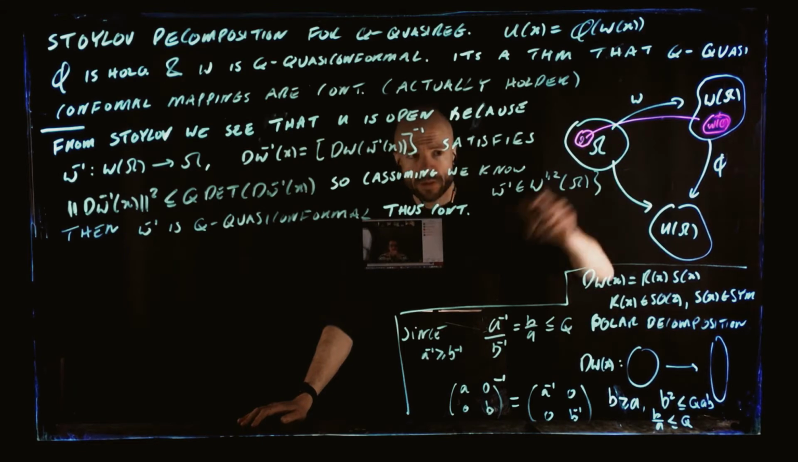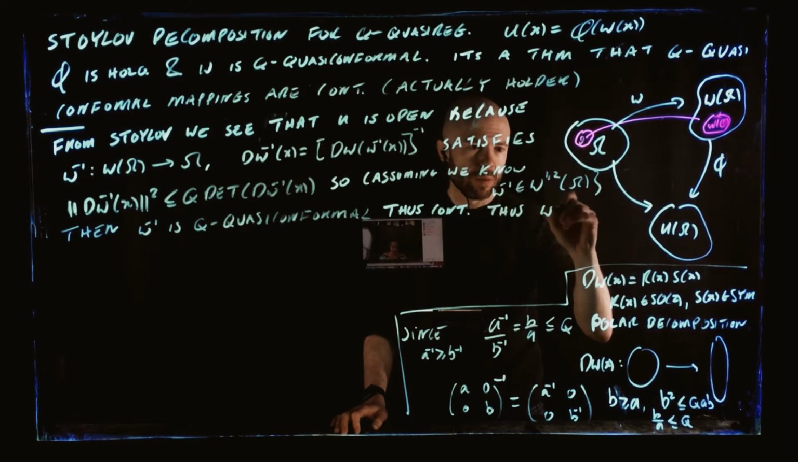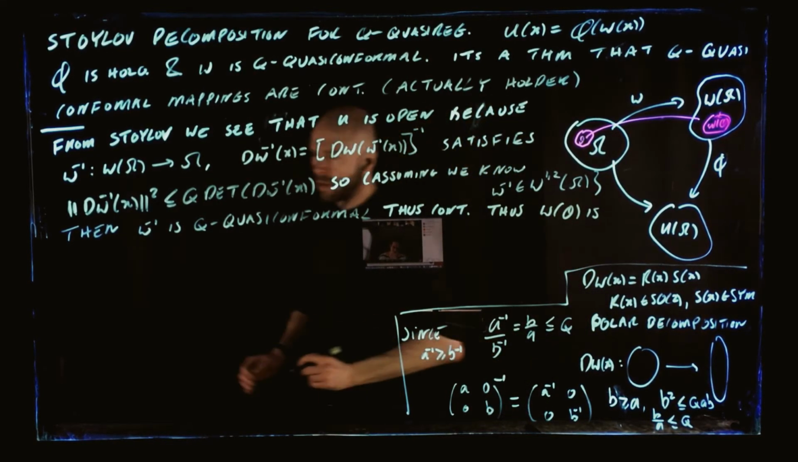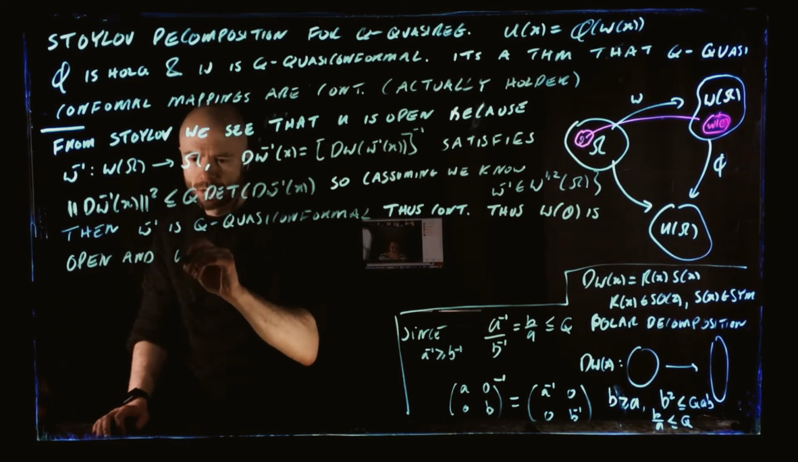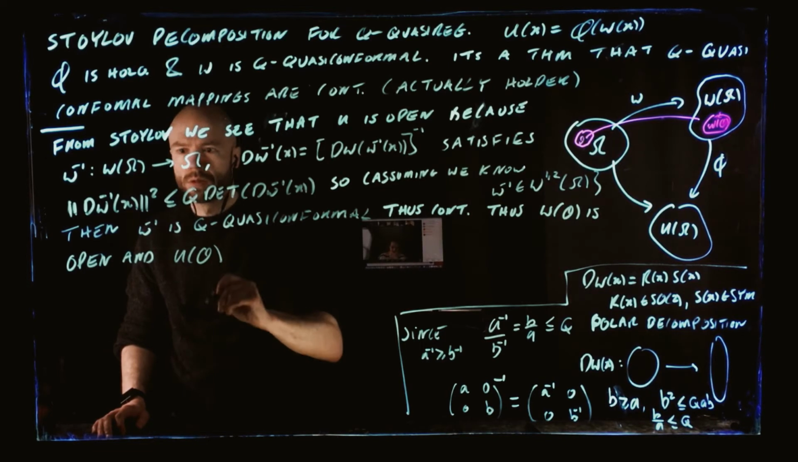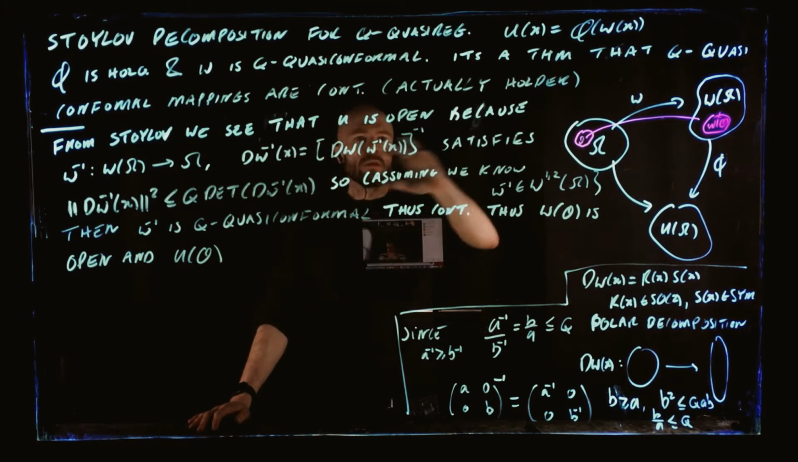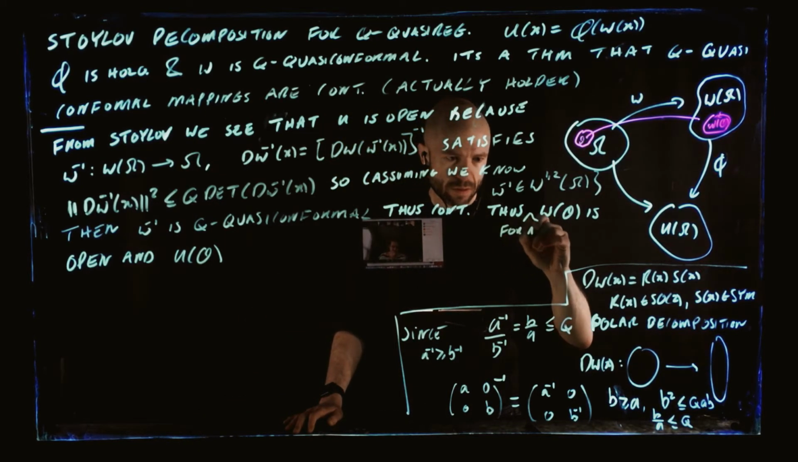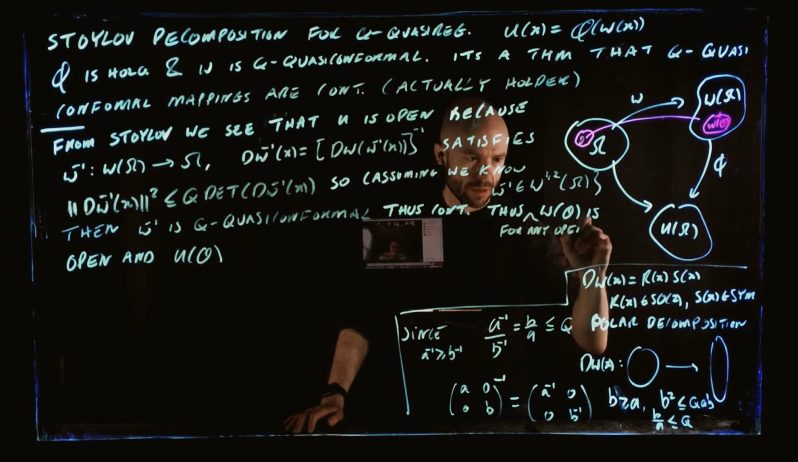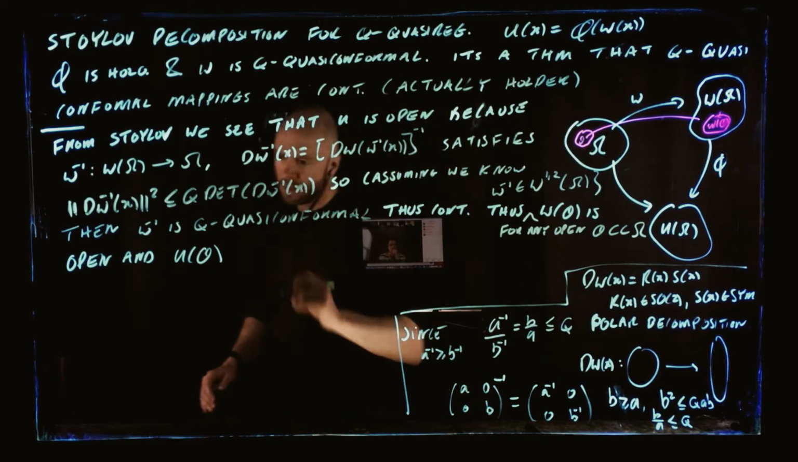Thus, W of O is open, and U of O, did I say what O was? Not yet. Thus, for any open O contained within omega, it's open.